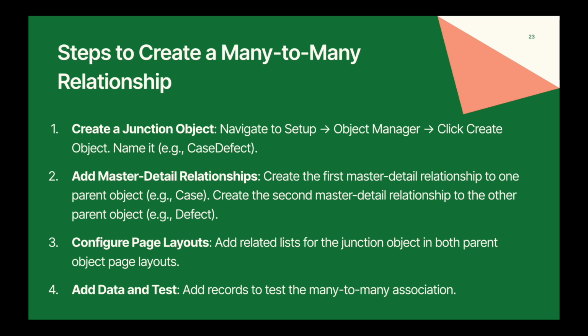Obviously defect is not a standard object. So if you don't already have your parent objects, or even both of them, you need to create both of the custom objects first. Then we can add the related list for the junction object in both the parents, save it, and test it out with the data.